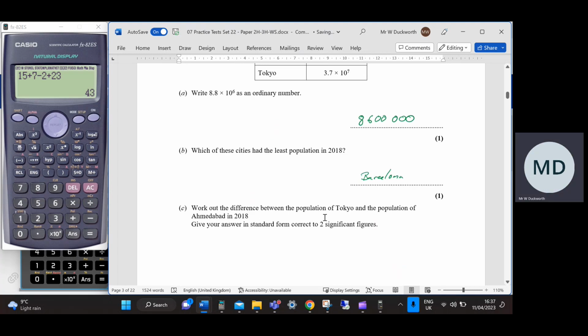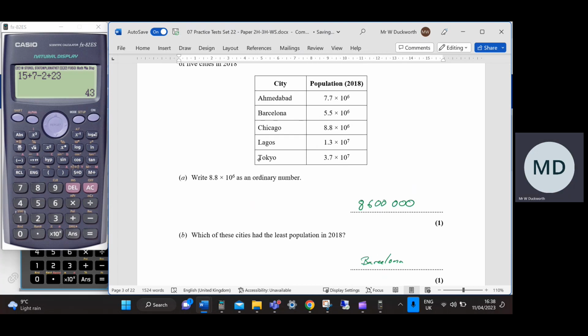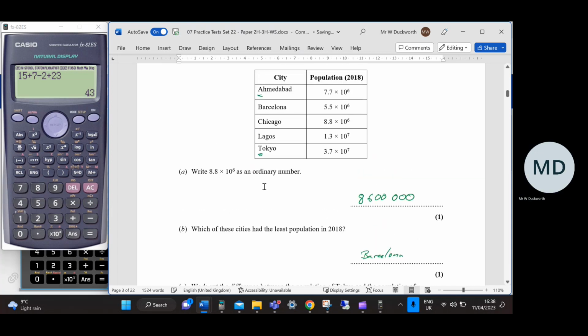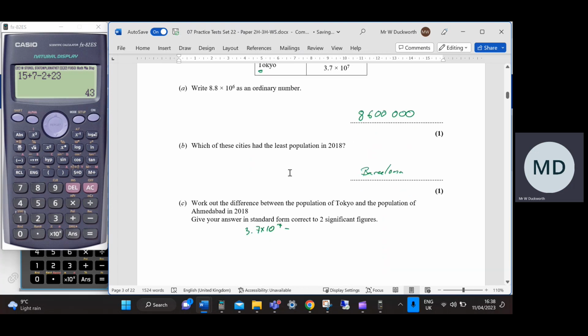And part C, work out the difference between the population of Tokyo and the population of Ahmedabad in 2018. Giving your answer in standard form, correct to 2 significant figures. So I'm looking at the difference between Tokyo and this one. So realistically, I want to do on my calculator 3.7 times 10 to the 7 minus 7.7 times 10 to the 6.